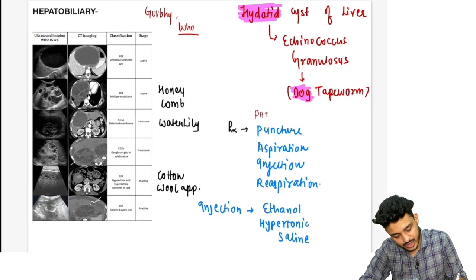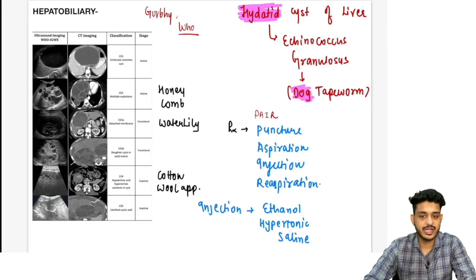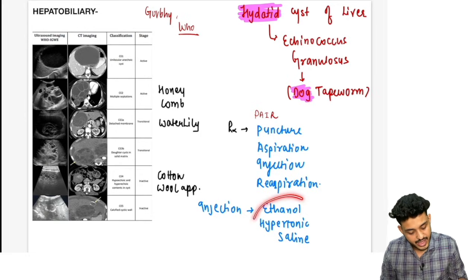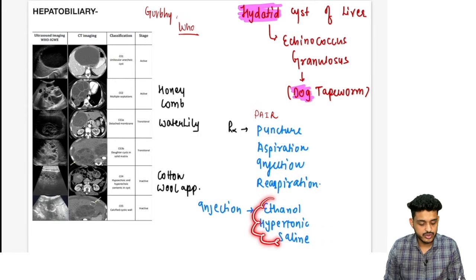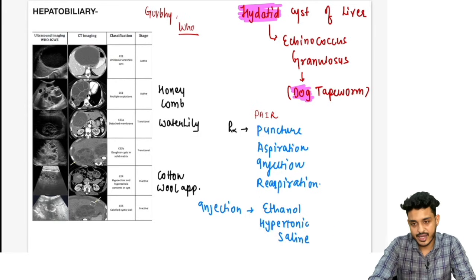We are going to do what? Injection, and then we are going to re-aspirate. What is the injection you are going to use? You are going to use ethanol, hypertonic saline. What are you going to use, beta? You are going to use ethanol, hypertonic saline over here.